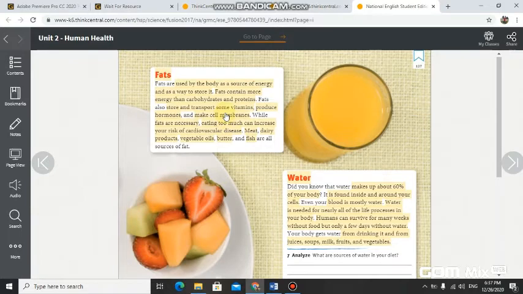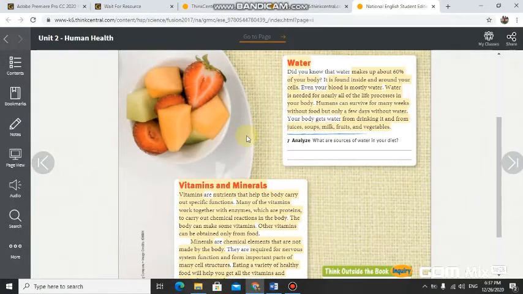As for fats, they are a source of energy because they store it inside our body. Excess energy that we don't use would be stored inside our fats. Examples of fats are meat, dairy products, vegetable oils, butter and fish oils, and so on. As for water, 60% of our body is water, so that's enough to tell how important water is to us.